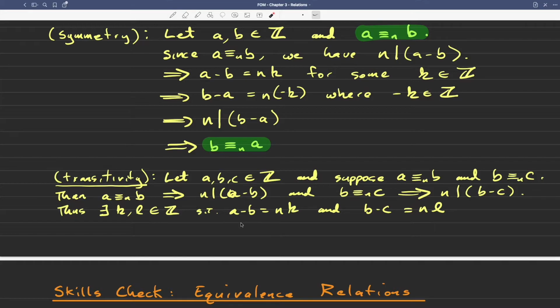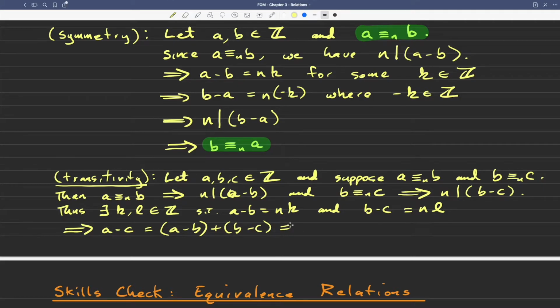All right, so now check it out. I'm going to focus on these two equations. I'm just going to add them together. Notice that the b's will cancel out. So what we're going to end up with here is a minus c. Notice that's the same as a minus b plus b minus c.